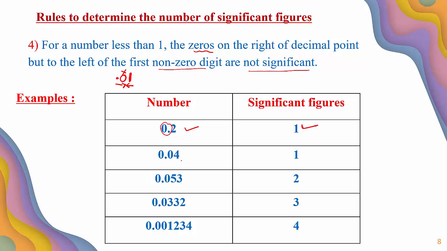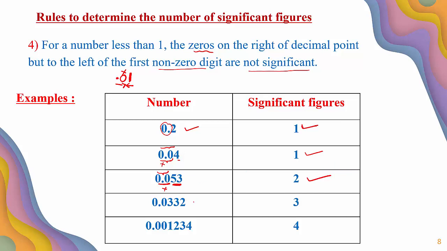In the second example, 0.04. Here you can observe, this 0 is right of the decimal point and left of the first non-zero digit. So these are not considered. Again, there is only one significant figure. Third example, 0.053. Here we have to consider only 53 because these zeros are on the right of the decimal point but to the left of the first non-zero digit. These are not considered. So there are only two significant figures in the third example.